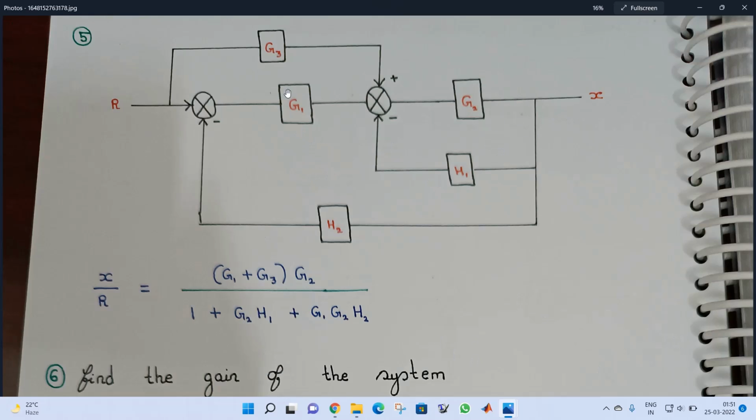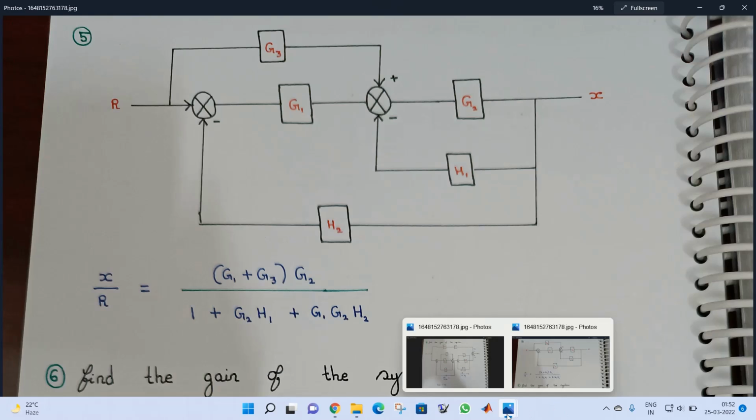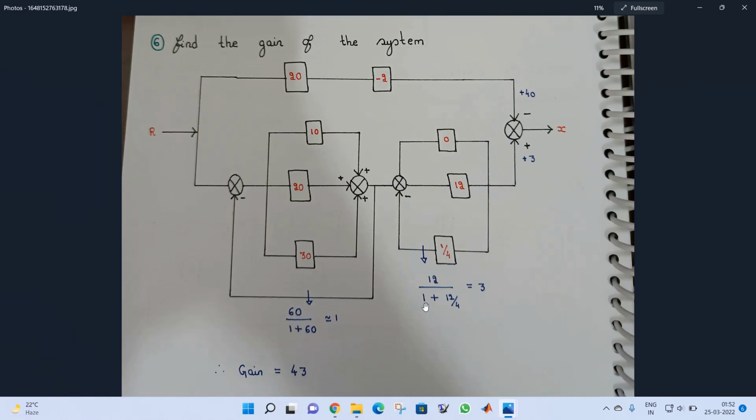So what I have done here is, in the numerator I have written the forward paths, and in the denominator I have mentioned the loops. In the forward path we have G1 plus G3 into G2. In loops we have one loop, G2 times H1, one minus of minus plus, and one more loop, G1, G2 and H2, which I have multiplied with minus, and already we have minus, minus into minus plus. Now coming to the second problem.